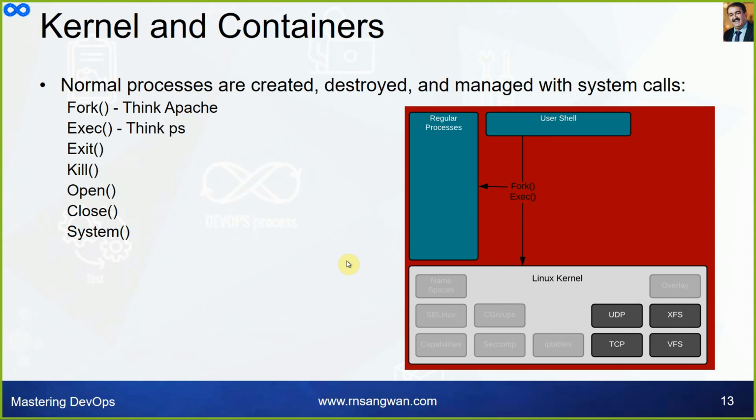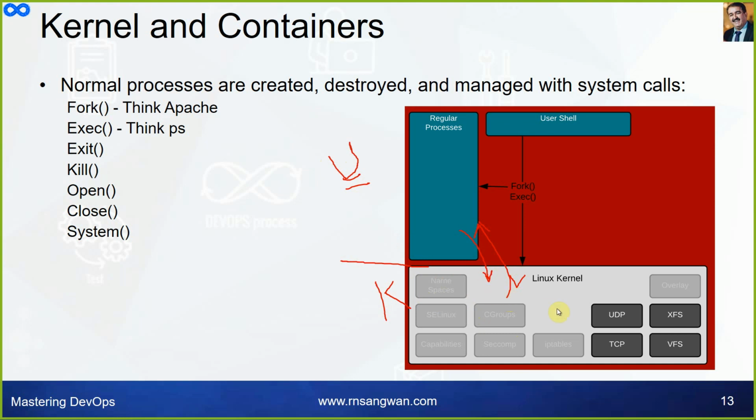Linux kernel can be divided into two spaces. One is the kernel space, let's call it KS, and second is user space. User space cannot interfere, cannot mess with the kernel space. It can only make system calls for resources, and the kernel can allocate that to the user space.